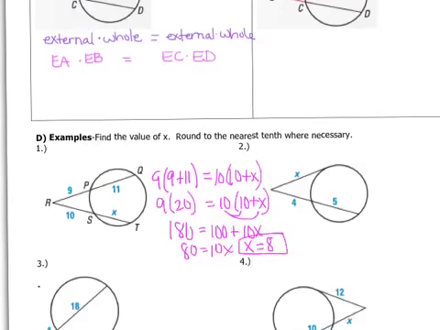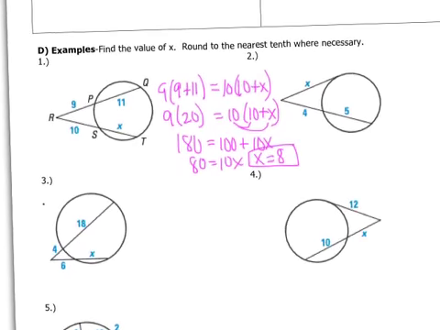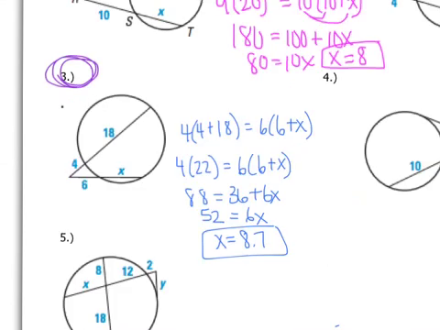I want you to stop the video and work on number 3. It's a similar type of problem, so stop the video and work on number 3. You should have gotten 8.7. I'm not going to talk through this anymore. If you have a question on this, then you need to let me know and I'll come help you with it. Outside times the whole equals outside times the whole. Okay?